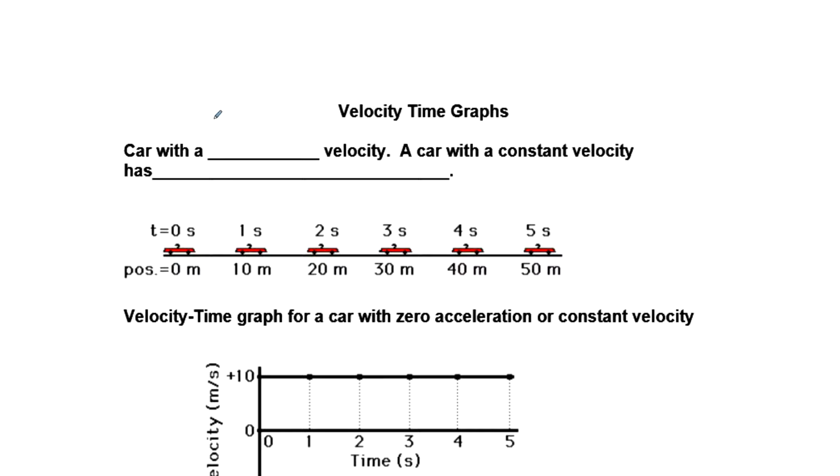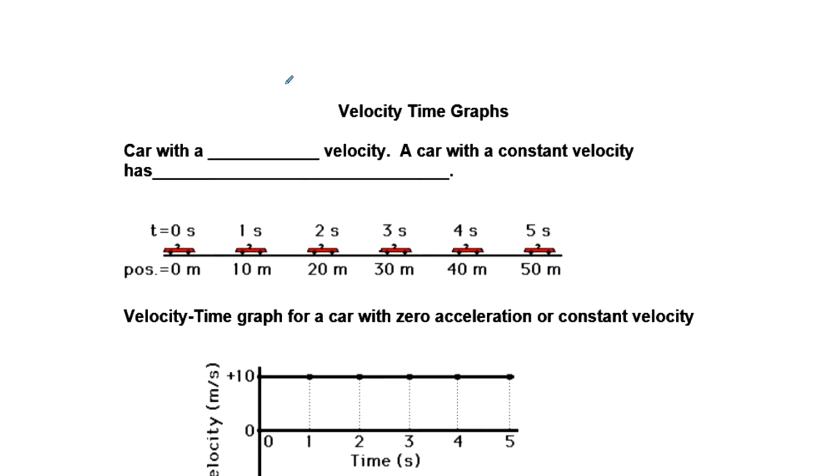Okay, so today's lesson is on velocity time graphs. We're just going to look at a variety of different velocity time graphs, and we'll talk about how they're set up, what the slope on the velocity time graph means, and how they relate to a position time graph.